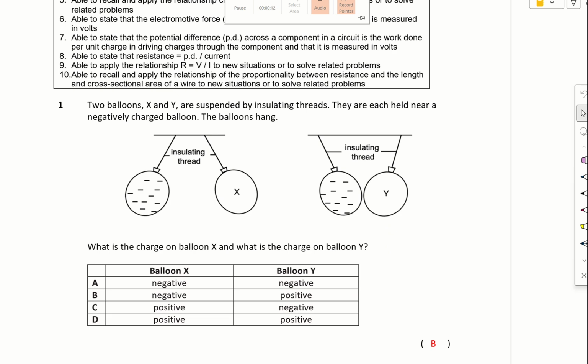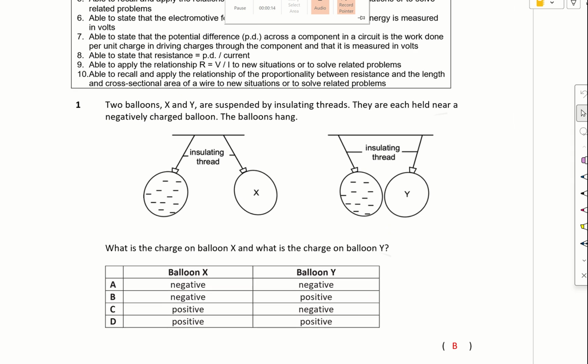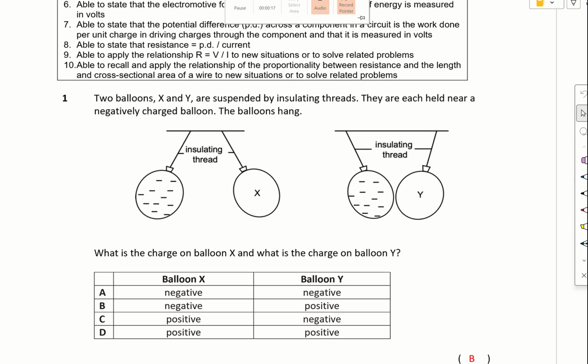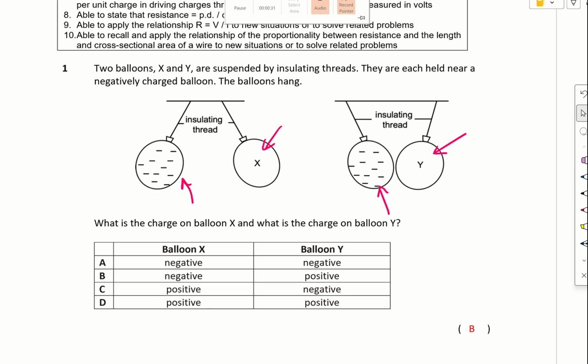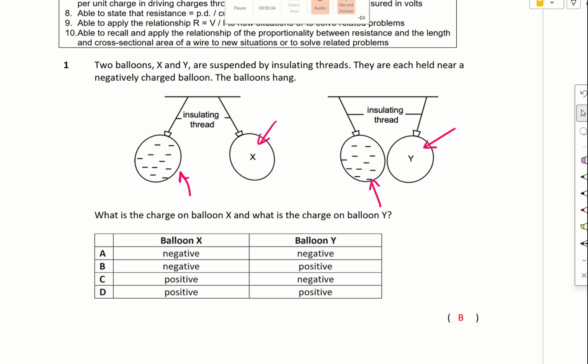They are held near a negatively charged balloon. Okay, so this is a negatively charged balloon, whereas this is balloon X. And in the next diagram, we also have the same negatively charged balloon, but this time we have balloon Y, and the concept that we need to apply here is that like charges repel and unlike charges attract.